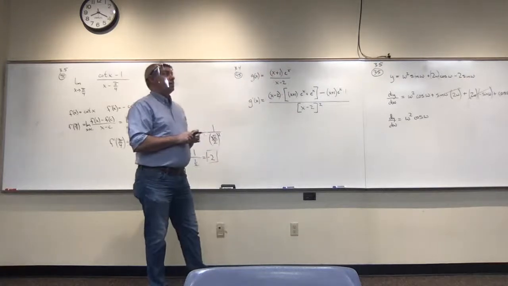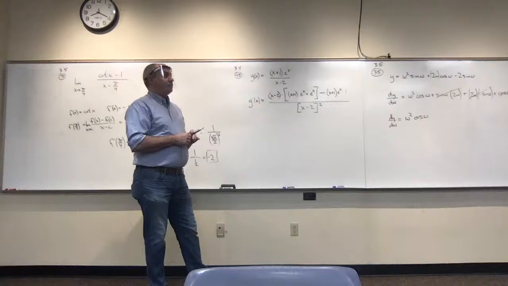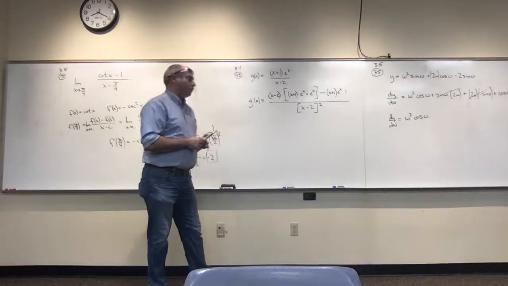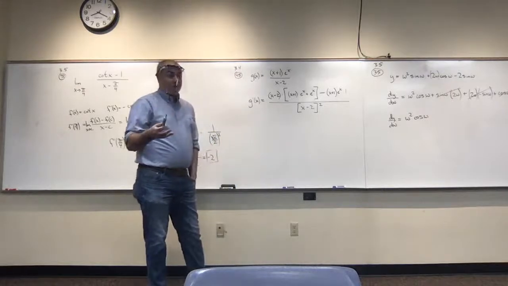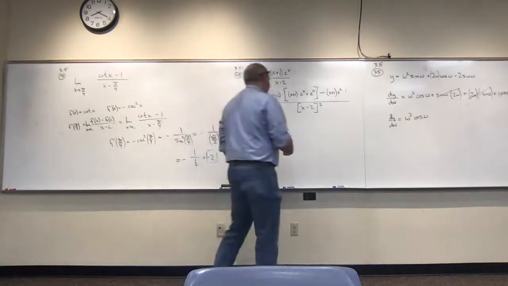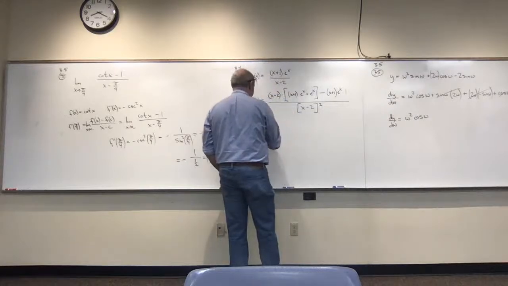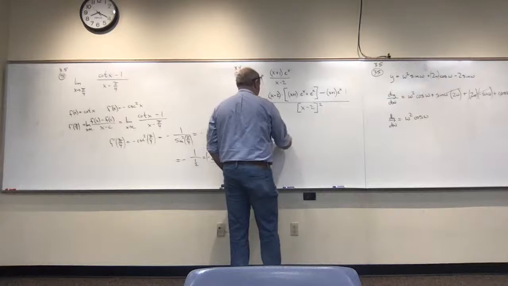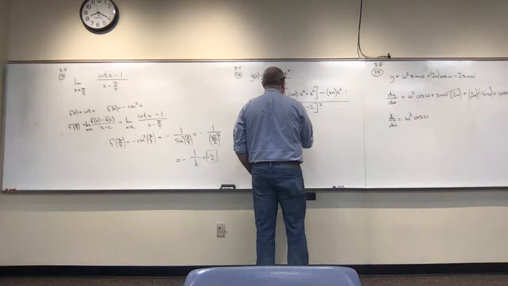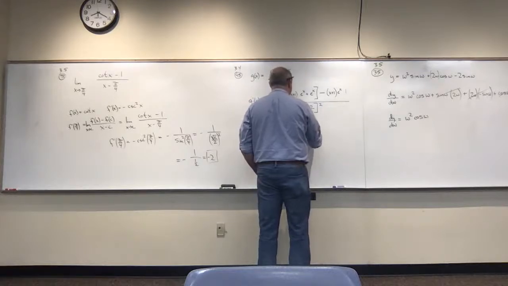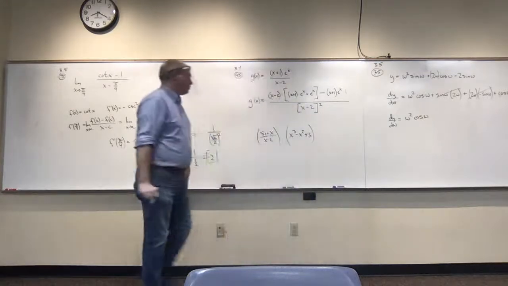Could it ever be the other way around? Yes, it could. Let me give you an example of where it would be a product first and then a quotient second. Maybe I have something like sine of x over x minus 2, times x cubed minus 2x plus 3.